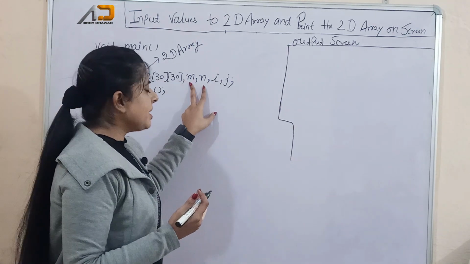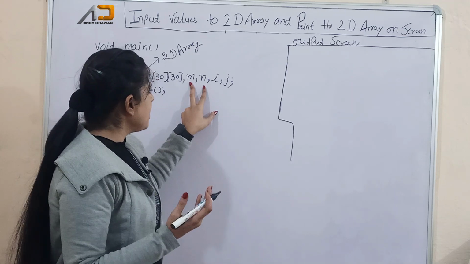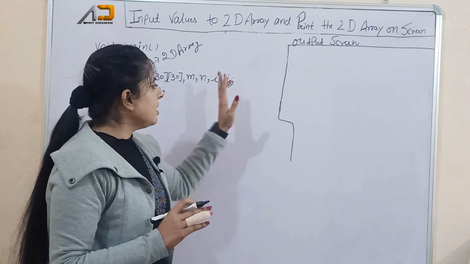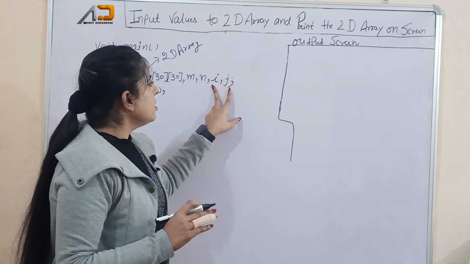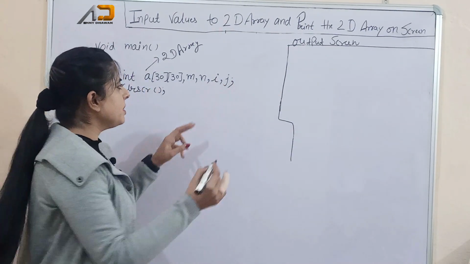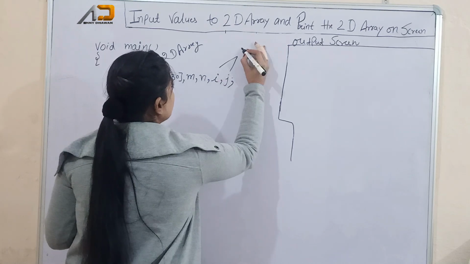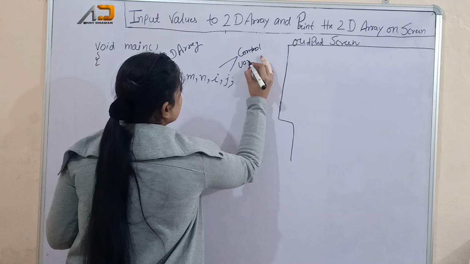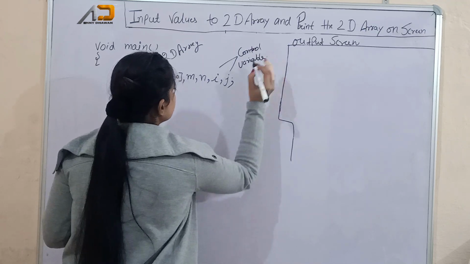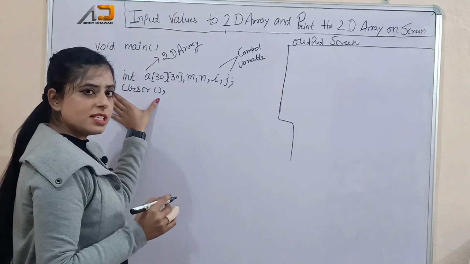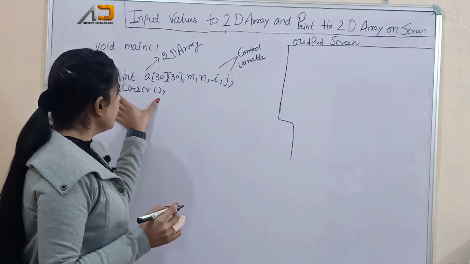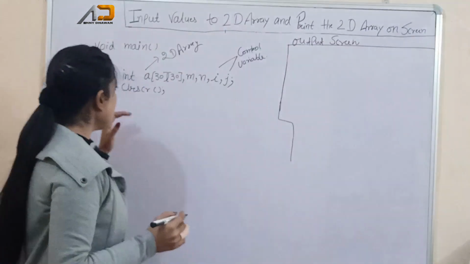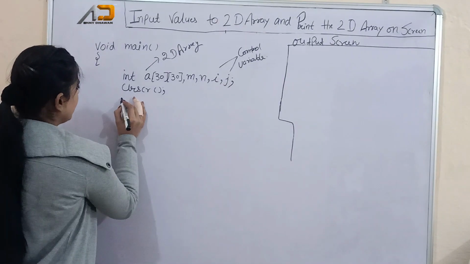And what are M and N here? I have used M and N here to control the row limit and column limit at runtime. And what are these I and J variables? I and J variables, I am going to use them as control variables in the loop. What does this clear screen function do here? It just cleans the output screen. Now I am going to write the code here.